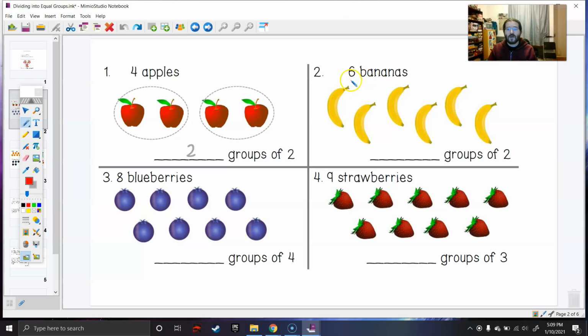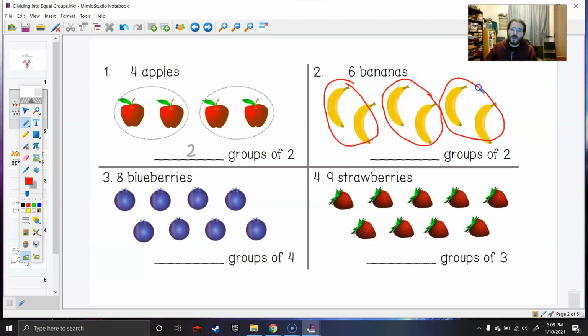So our second one, we have 6 bananas, and we're trying to figure out how many groups of 2 we can get. So what we'll do is we'll circle our groups of 2. So that's 1 group, 2 groups, 3 groups. So we know we have 3 groups of 2.